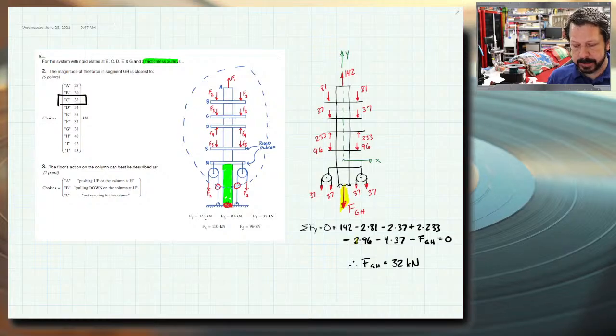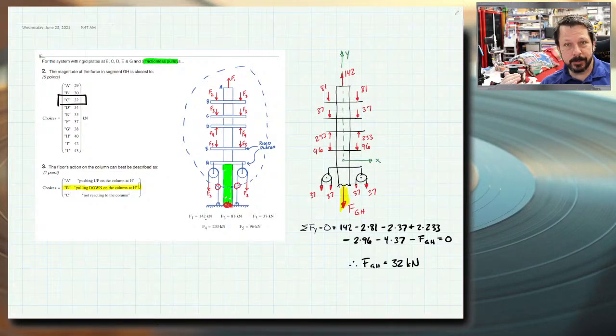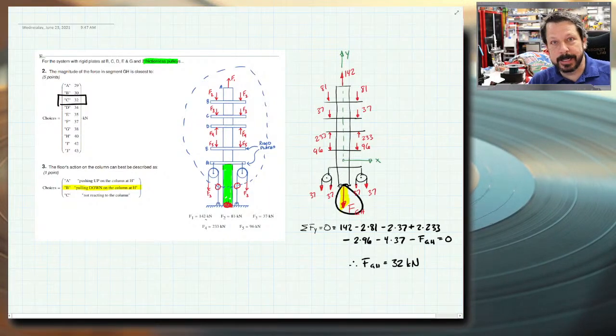But since we got a combination of numbers that put this in tension, that means that the floor has to be pulling on member GH to create that tension. So I would say B is pulling down on the column. If the floor were pushing up on the column, then the column would be in compression. But since we got a tensile number, a positive number, positive doesn't mean tension. It only means tension when you draw the arrow as a tensile arrow and it comes out positive.